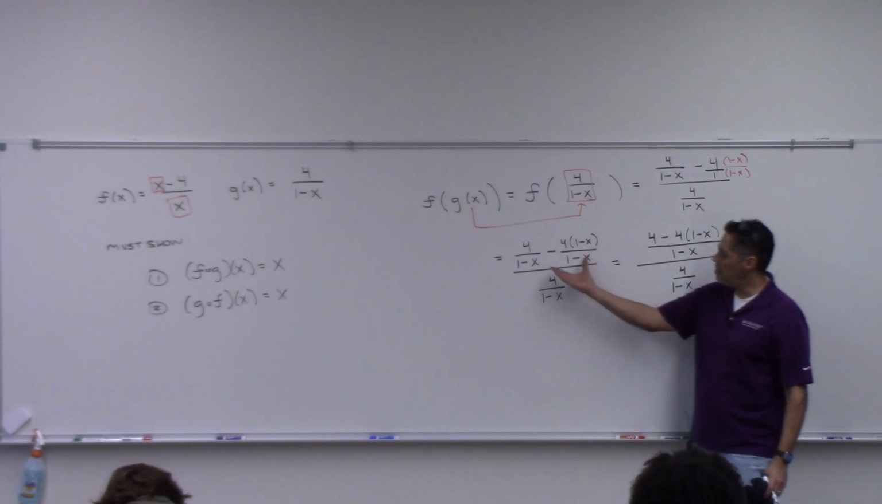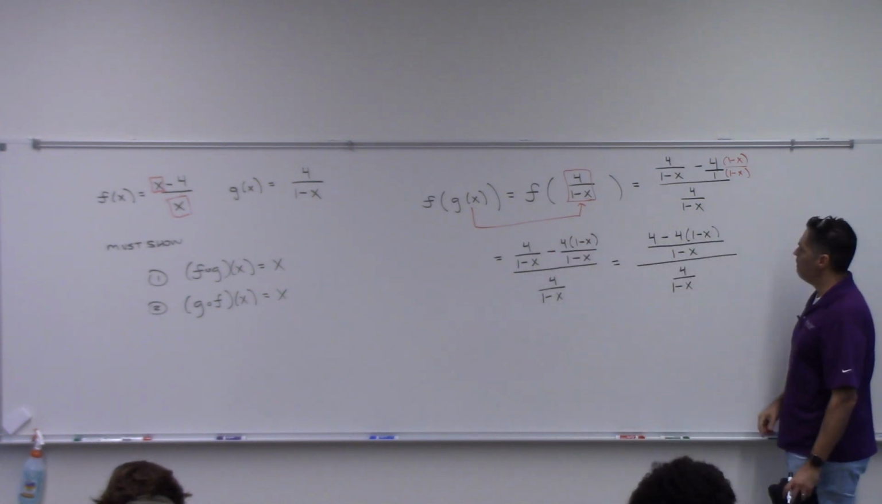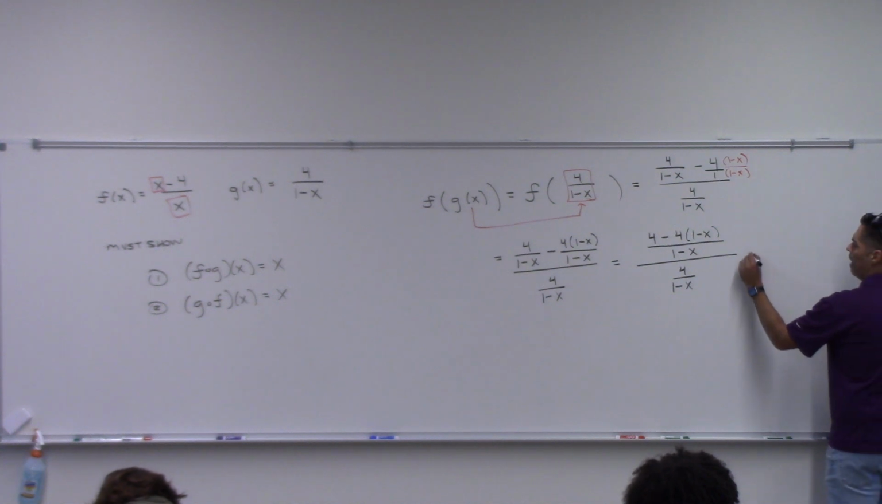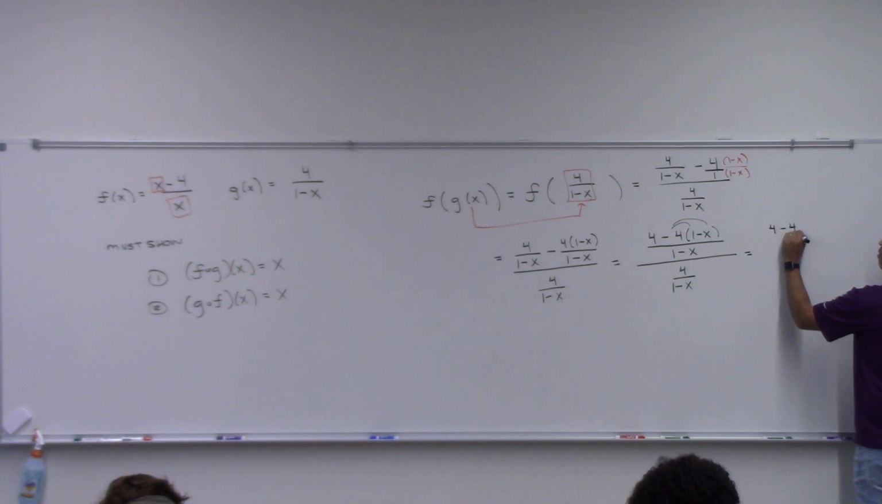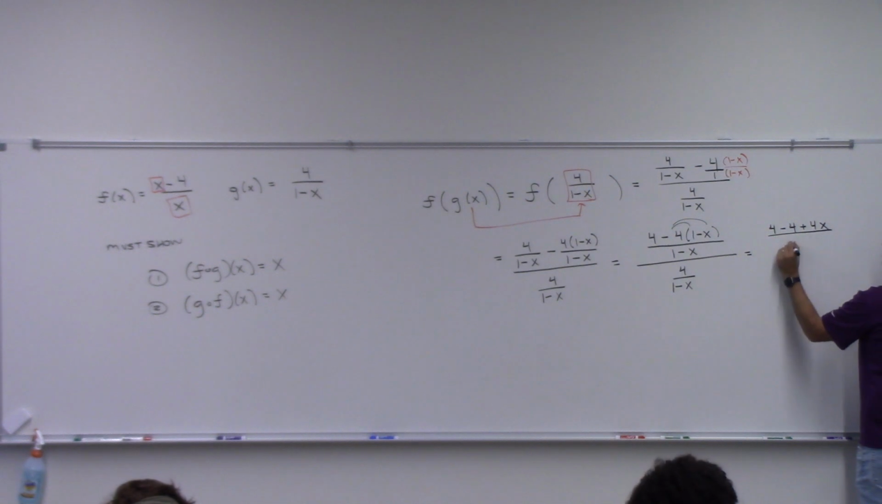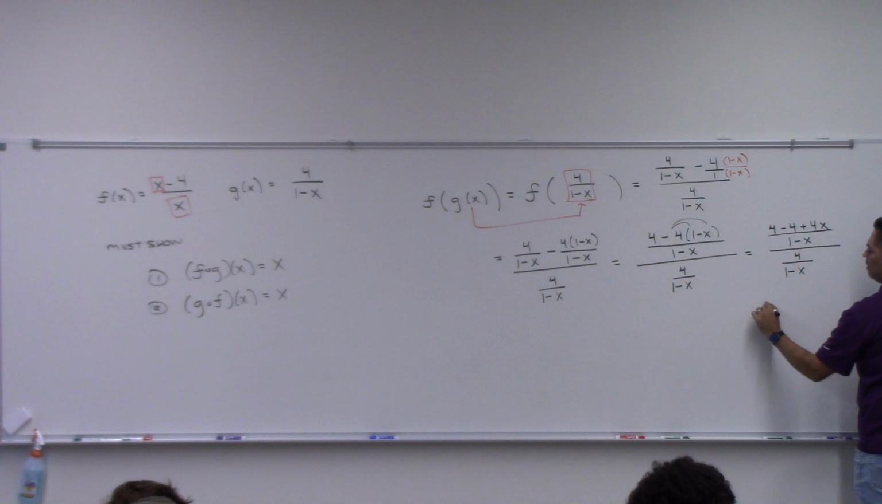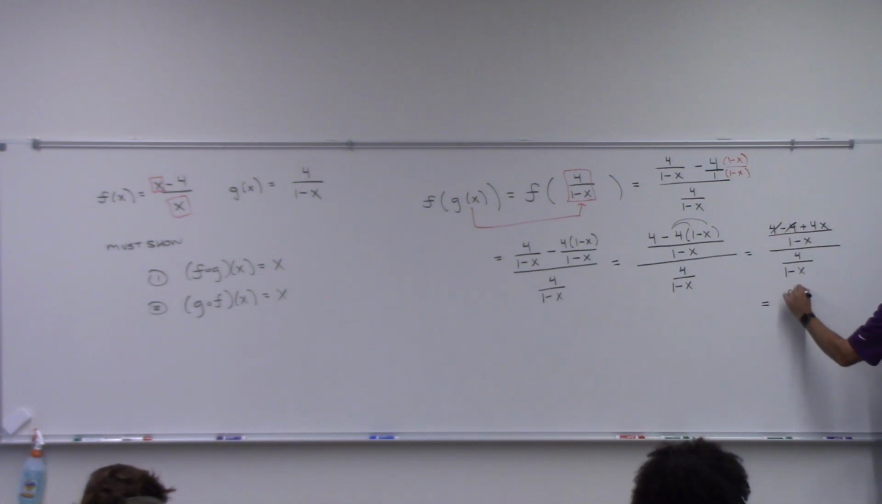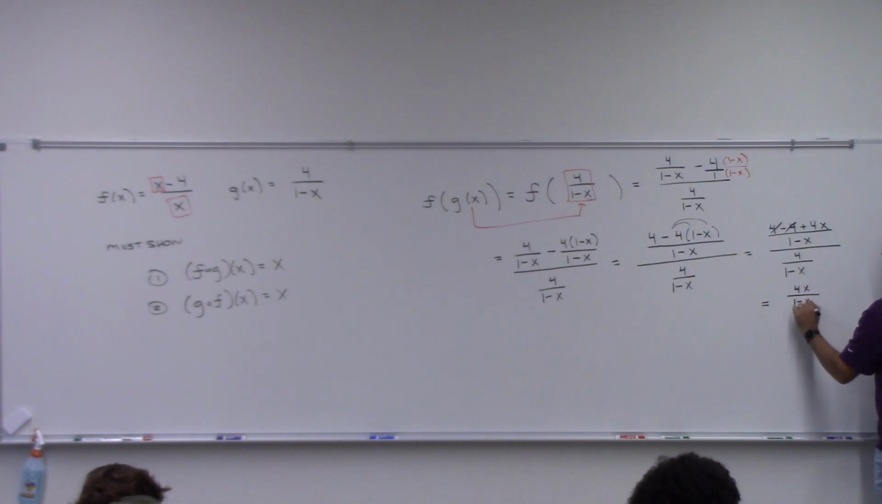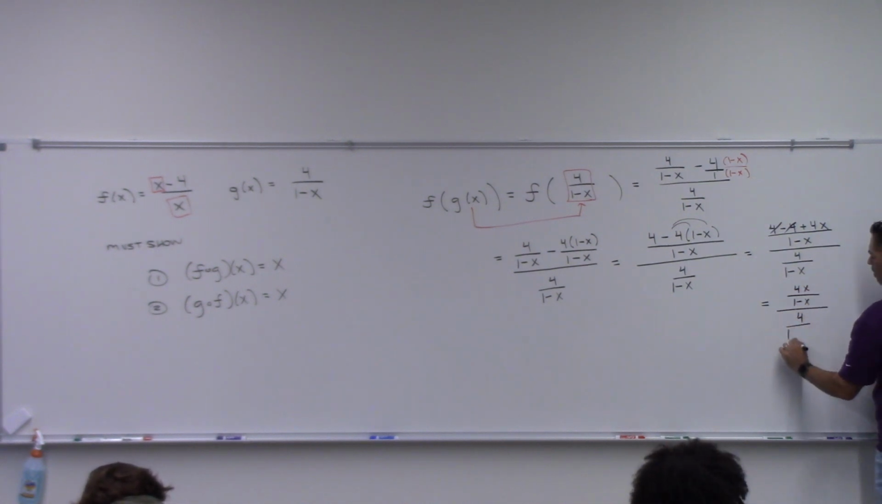Since these had the same denominator, I just put the numerators together. Now I will distribute the negative 4 through. 4 minus 4 plus 4x over 1 minus x over 4 over 1 minus x equals, okay, I know I'm moving quick, it's a review. We all right? The 4's go away. 4x over 1 minus x, but all of that over 4 over 1 minus x.